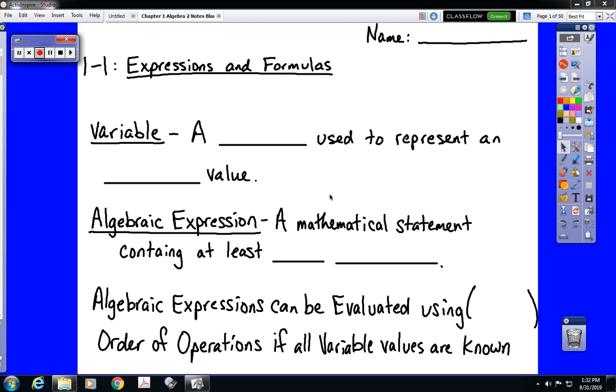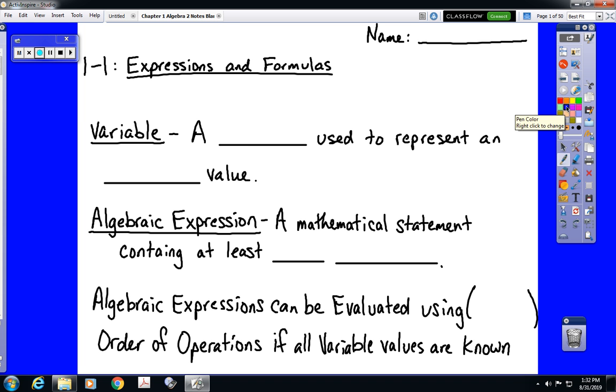Section 1-1 is entitled Expressions and Formulas. This will be a 2-video set covering the first section of Chapter 1. This section is entirely review of skills that you should already have coming into Algebra 2, so we will move rather quickly through these notes. This section covers order of operations, evaluating, and using a formula. So here we go. This will be a 2-video set. This is video 1 of 2.